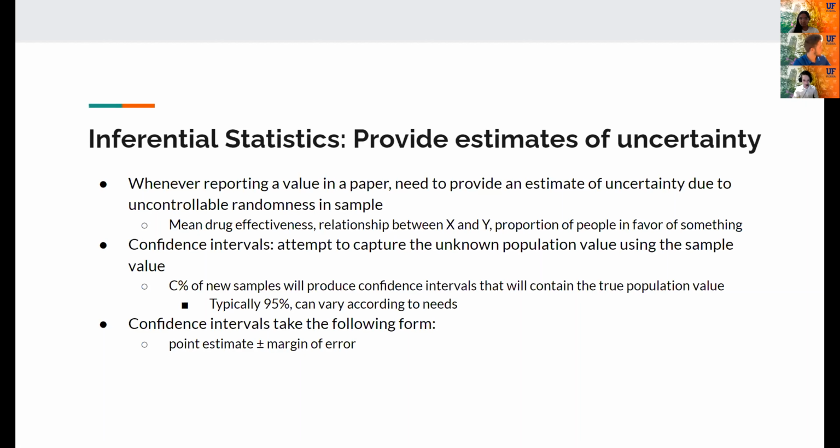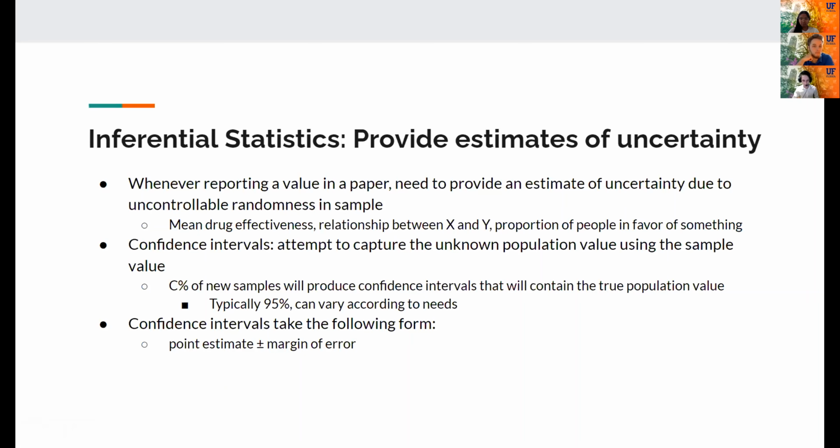and it gives you a much closer idea of the spread of the data. The way the language we use is that C% of the new intervals produced will contain that unknown value we're looking to capture. And by convention, that is used as 95%. So 95 out of 100 intervals should theoretically contain that unknown value we're looking to capture.